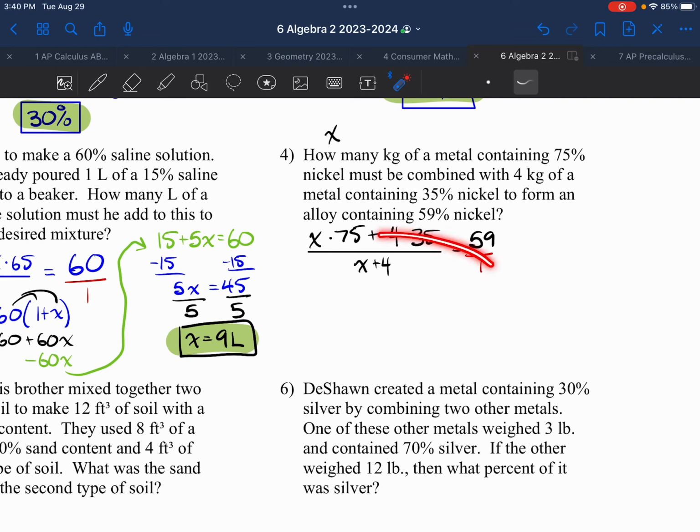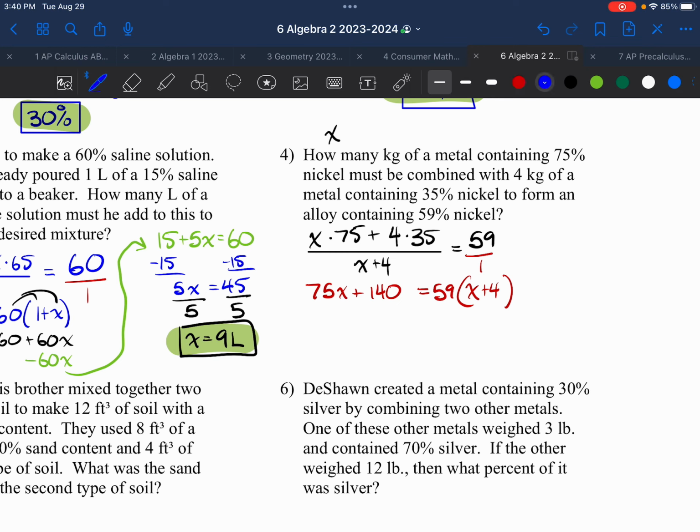Again, you're going to do this cross multiplication because technically this is divided by 1. So when you cross multiply, 1 times that top left is the top left, and I get 75x plus 4 times 35. Whenever you multiply by 4, that's just a double-double. Times 2 times 2. 35 times 2 is 70. 70 times 2 is 140. So this is going to be 140. That's going to be equal to, okay, I'm going to cross multiply the other direction. X plus 4 times 59.